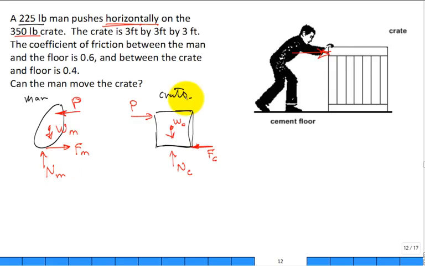Now, the crate has dimensions 3 foot by 3 foot by 3 foot. I'm not going to put this dimension in a free body diagram, it clutters it up a little bit. 3 foot, and then 3 foot, and then 3 foot deep. The coefficient of static friction between the man and the floor is 0.6, so mu sub s is 0.6. And between the crate and the floor, mu sub s is 0.4. Can the man move the crate? Question, yes or no?